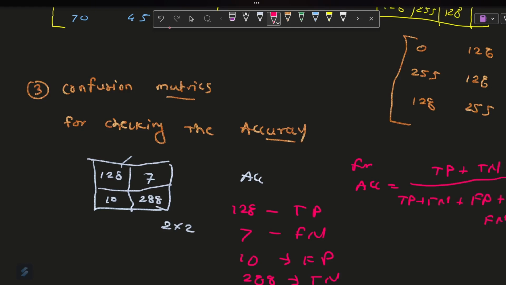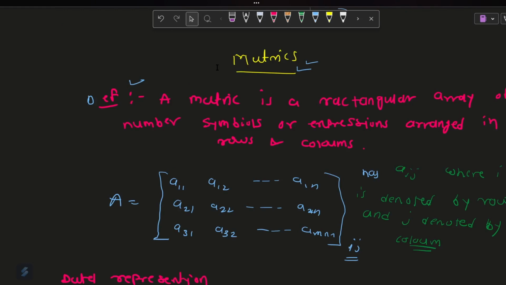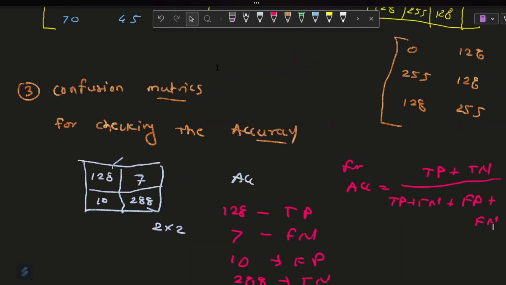So in that particular case, you use a matrix. I hope you understand what a matrix is and how it is useful in data science and artificial intelligence basically. I hope you understand the concept, and we will meet in the next video with matrix operations.